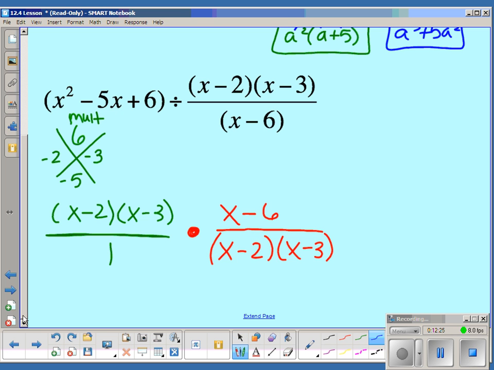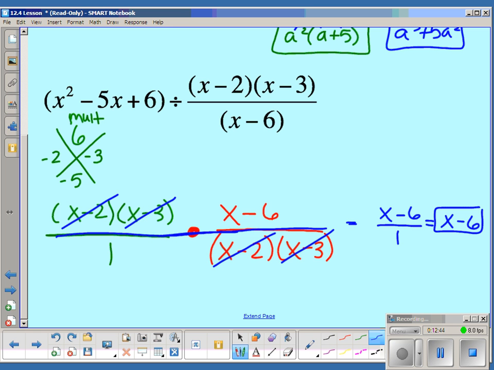And you can kind of cheat, guys, and see that, well, that's nice, because now I can cancel. So if you forget to flip your thing, you can kind of see that nothing's going to cancel. But if you do it correctly, you're going to cancel an x minus 2. You're going to cancel an x minus 3. So all you're left with is x minus 6 over 1, which if you wanted to, you could just write x minus 6. Okay.